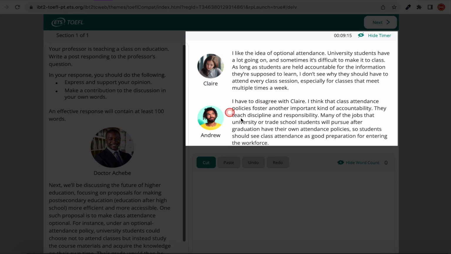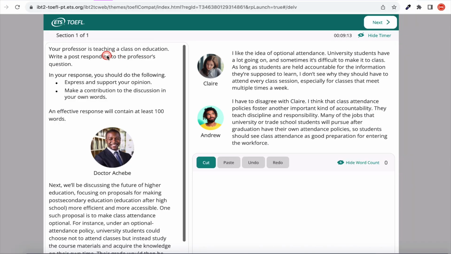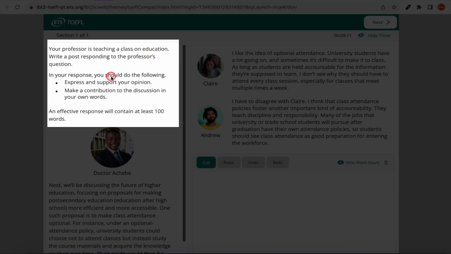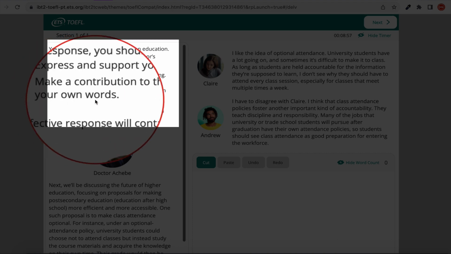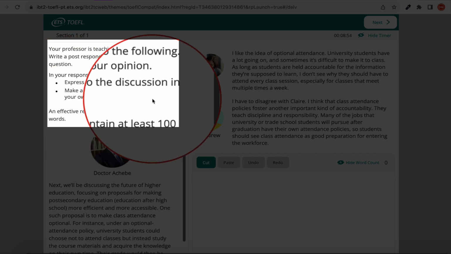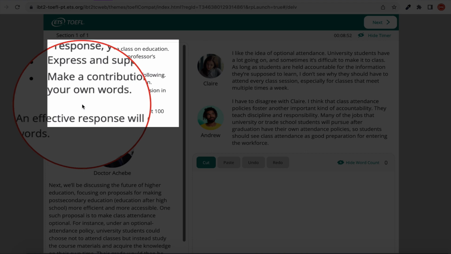What are they expecting from us? So this is a class on education. What they are expecting from us is they want us to express and support our opinion. This is just like the previous TOEFL question type. Of course, we have to express and support our opinions. This part is important, guys. Make a contribution to the discussion in your own words.